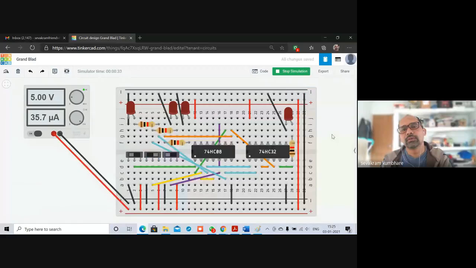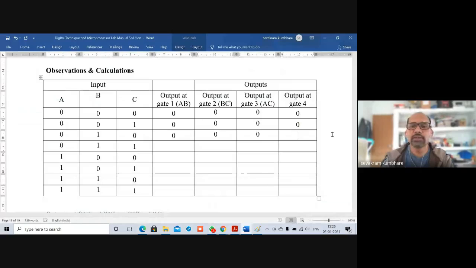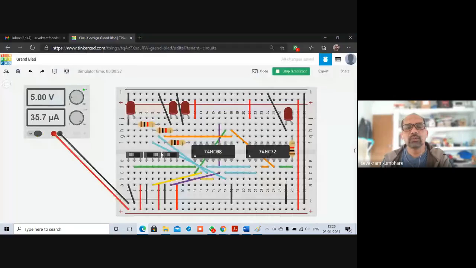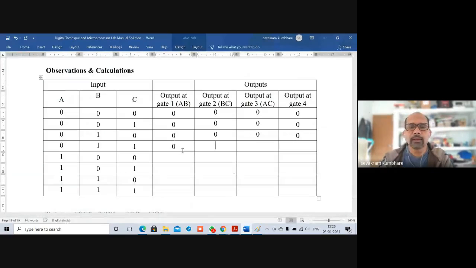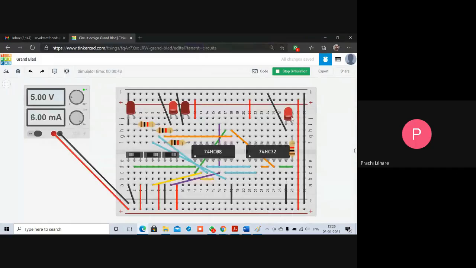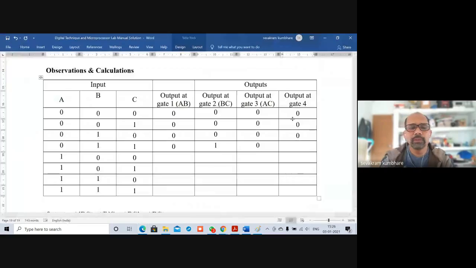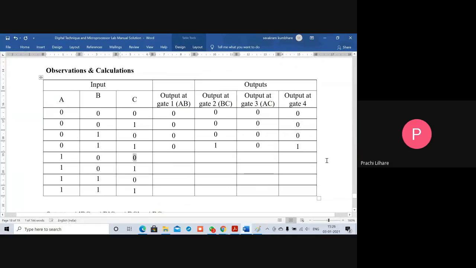0 0 0 0, right? Yes, I'll make this all 0. Now input A is 0 and B and C are 1, 1. Look, this AB is 0, means the first one is 0. BC is 1, so BC is 1. AC is 0, and this output LED is also on 1. So this will be 1. Correct? Yes or no? Yes, sir.